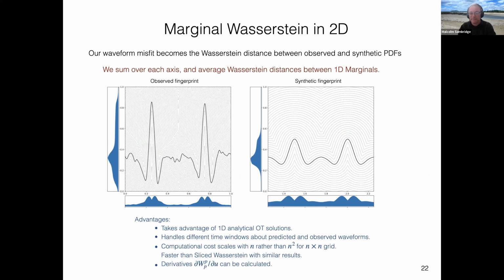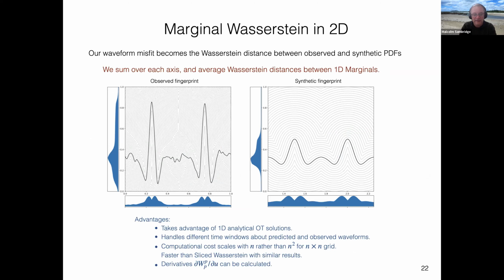Okay, so the keen-eyed spotter will say, I thought you said it was only cheap in 1D, not in 2D. That's true. So now I'm going to introduce an approximation. I'm going to say I'd much rather use my 1D solution than try to do a 2D solution. The idea is to compare two 2D PDFs, which I think at the moment is a bit expensive.